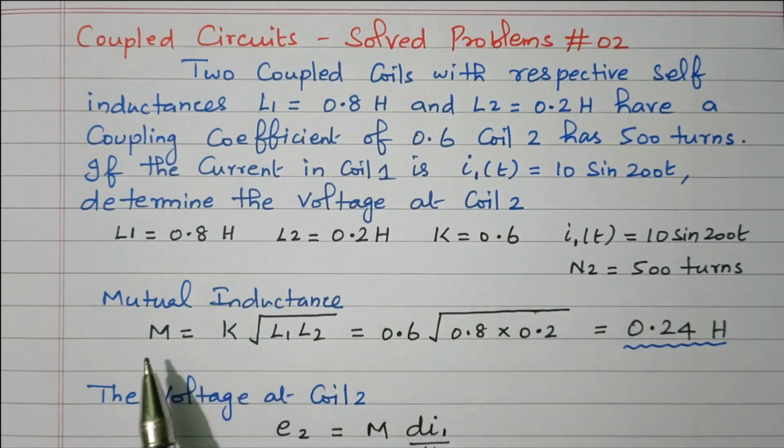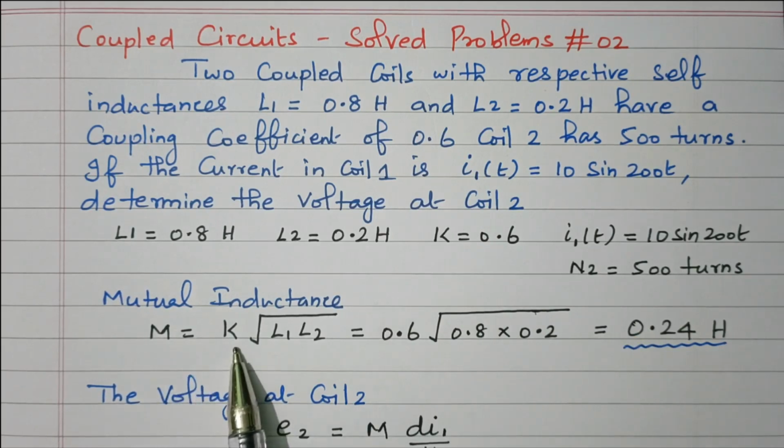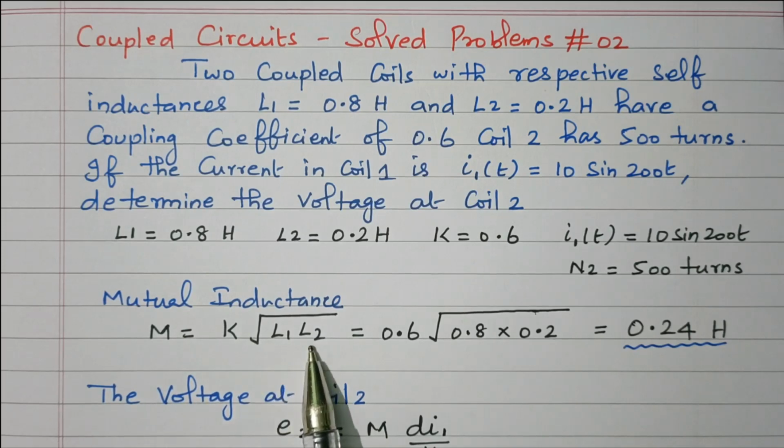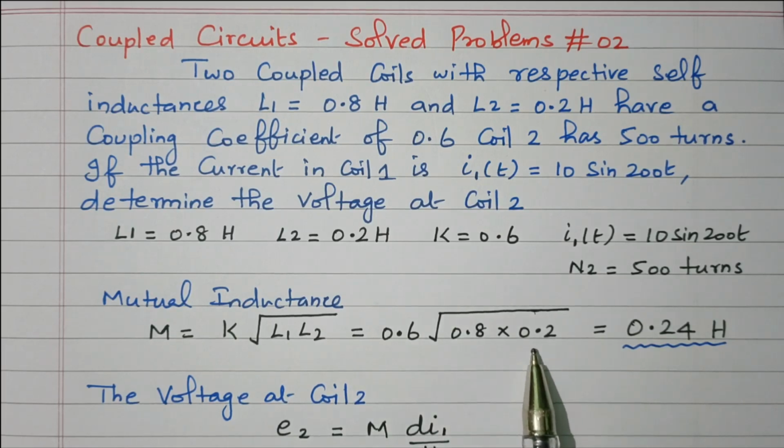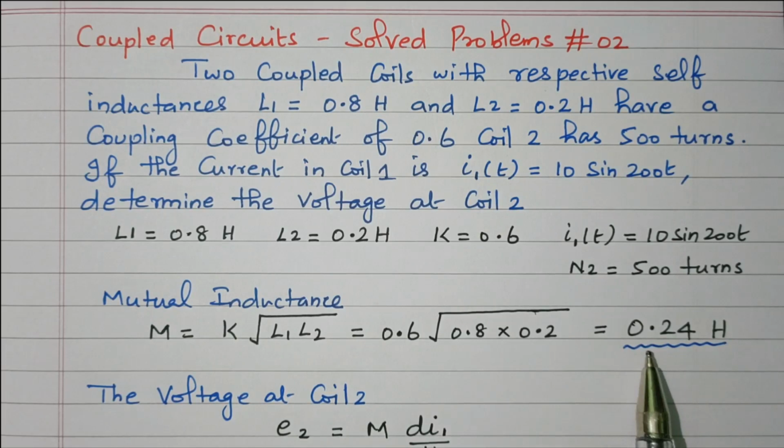Before that, first we will find the mutual inductance, since we need it for the voltage. M equals K square root of L1 L2, the coupling coefficient times the square root of inductances L1 and L2. So K is 0.6, L1 is 0.8, L2 is 0.2. After simplification we got 0.24 Henry. Mutual inductance is 0.24 Henry.